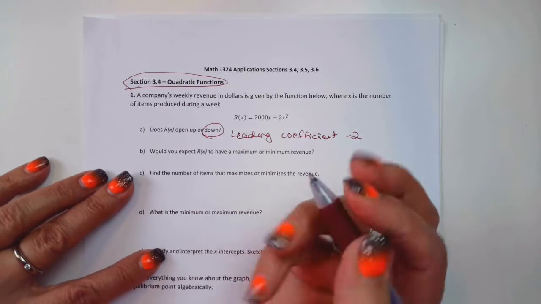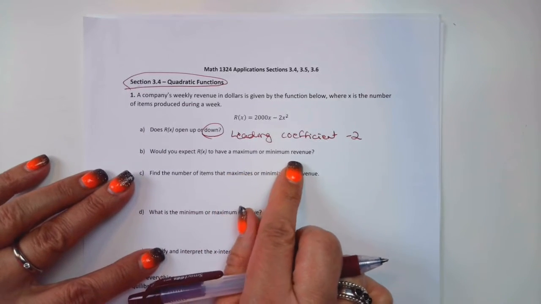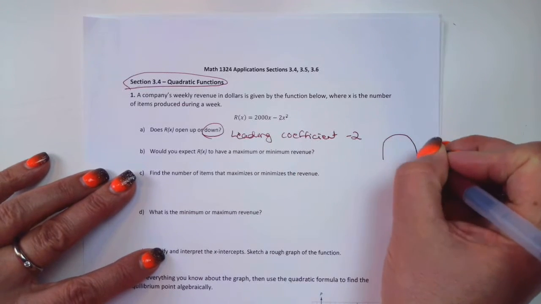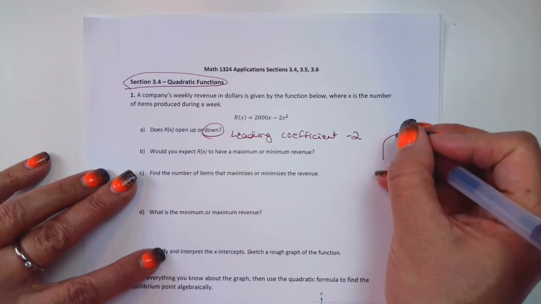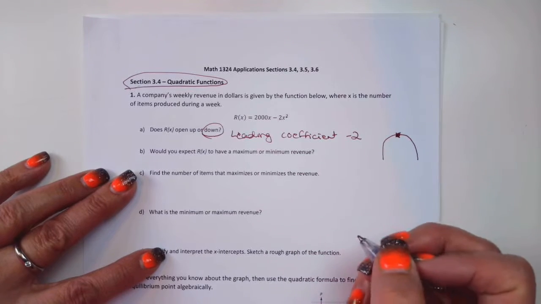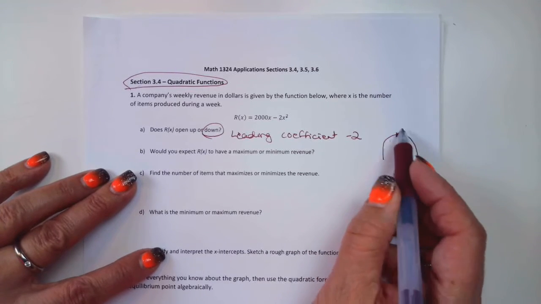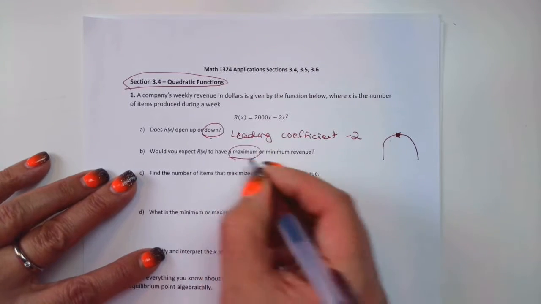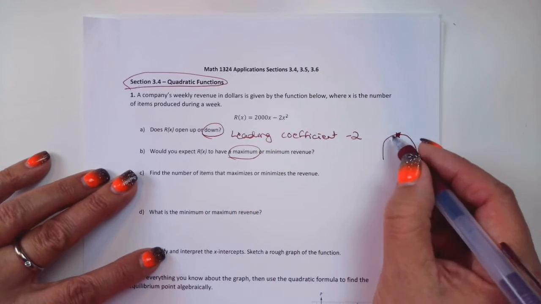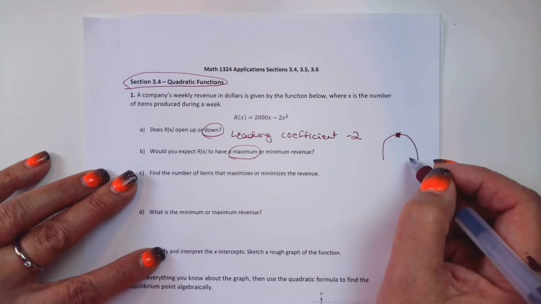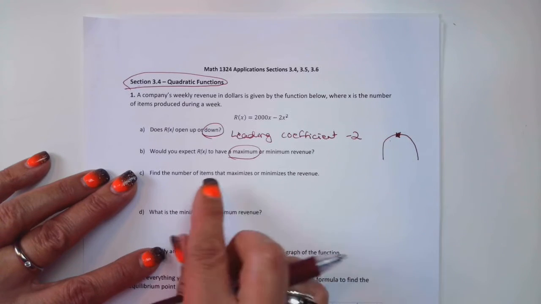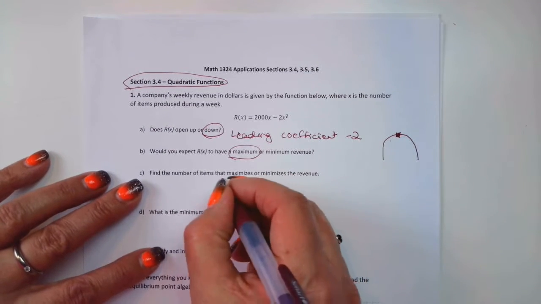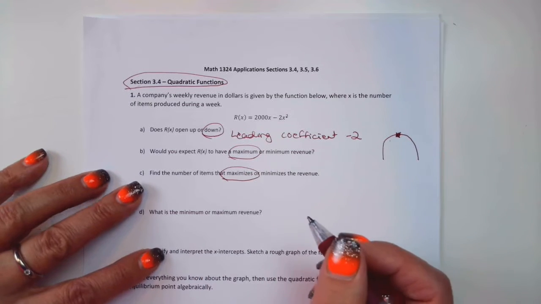B, would you expect R of x to have a maximum or a minimum revenue? Well, since it opens down, so it looks like this, that means that the revenue has a maximum, because otherwise it goes down on both sides. So next we need to find the number of items that maximizes or minimizes the revenue. And of course it's maximizing.